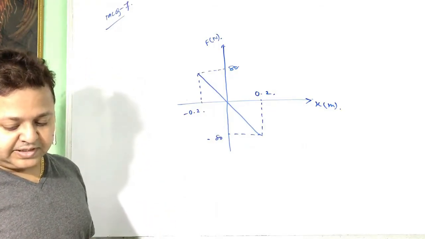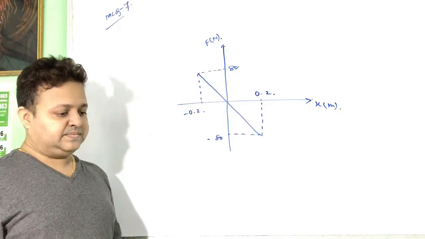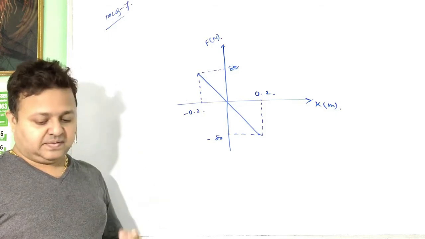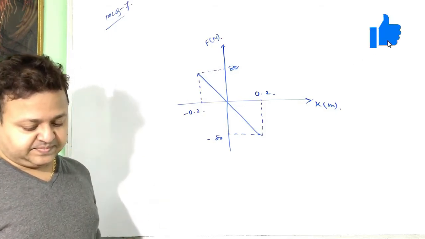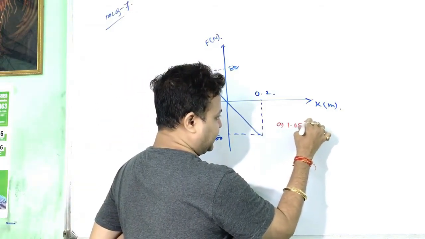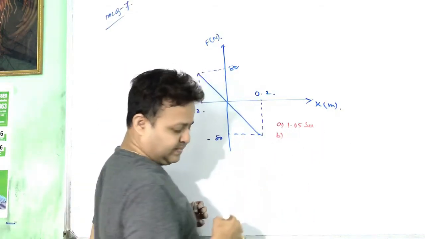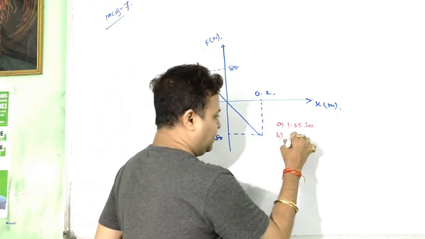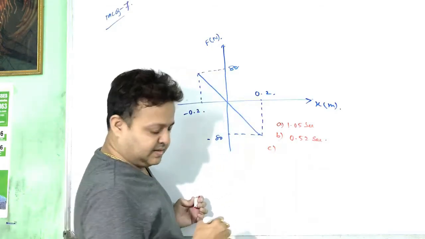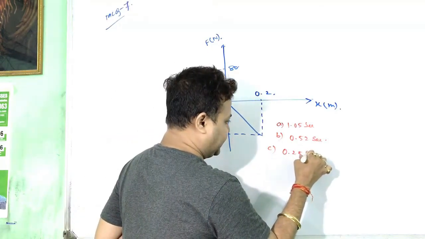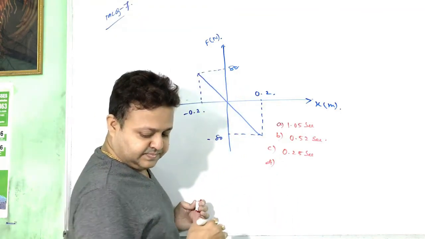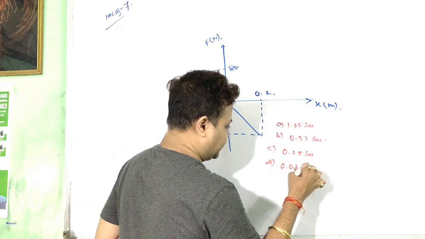The time period of SHM will be: option A, 1.05 second; B, 0.52 second; C, 0.25 second; and D, 0.03 second.